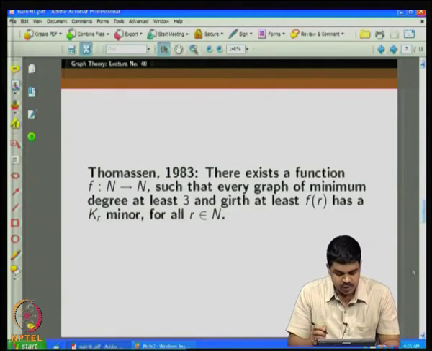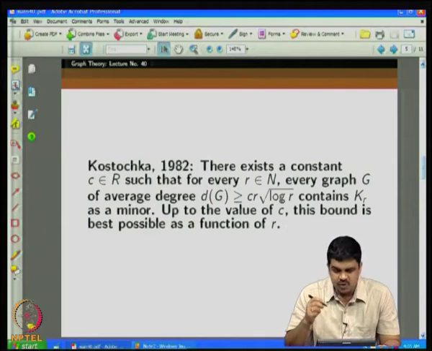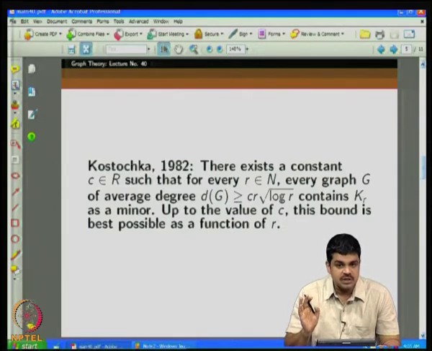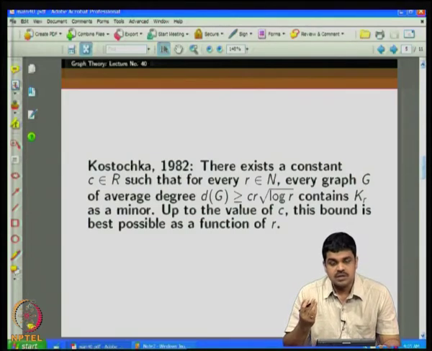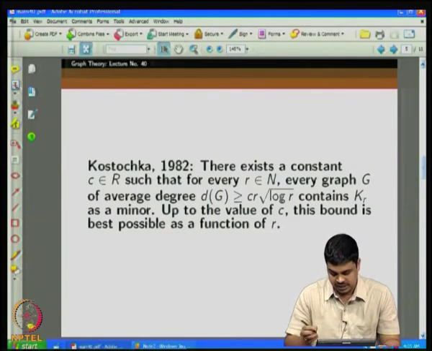This was first proved by Thomason. He showed that, see, the earlier result says that if the average degree is at least C r root log r, then we do have a KR minor. But what if the average degree is not that much? Suppose we are just assured that the minimum degree is 3, whatever r is. There is no more assurance on the average degree in terms of r, we are not told that the average degree is more than some function of r, but we know that every degree is at least 3.